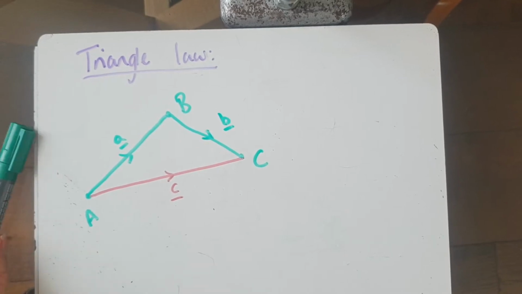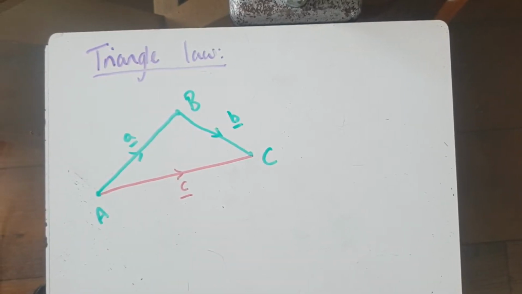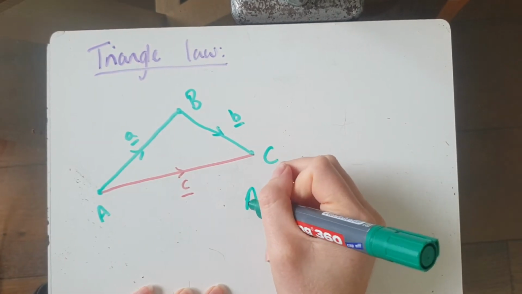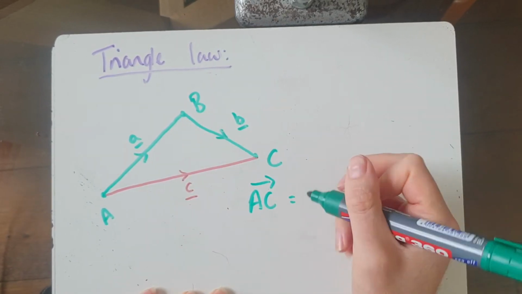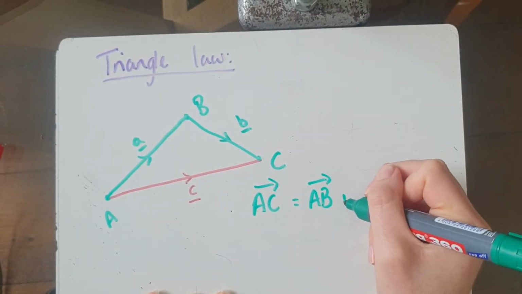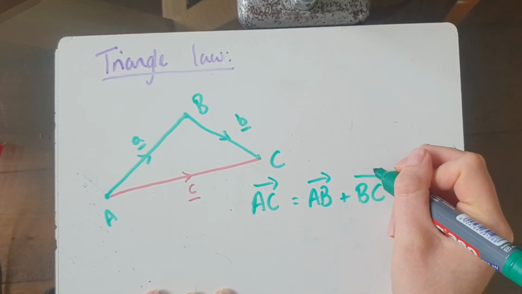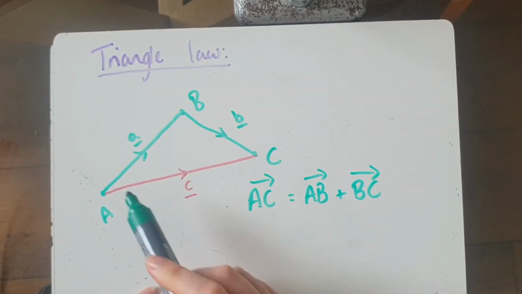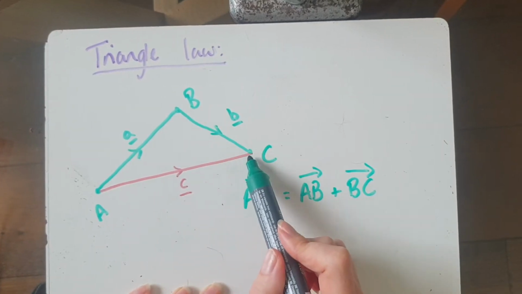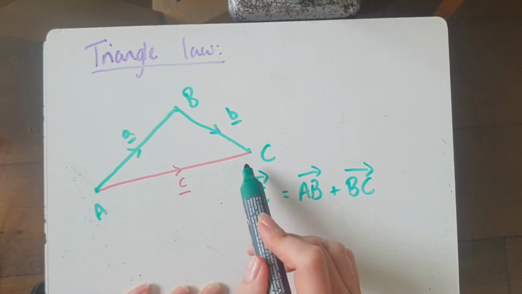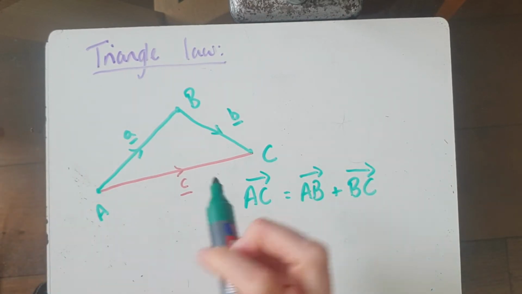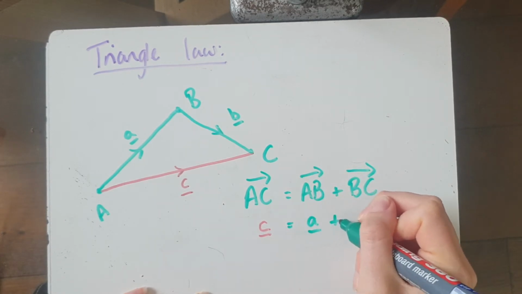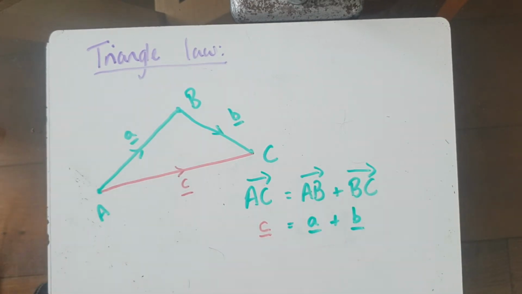When we map out vector routes, we think about how we can get from one point to another point. So if I wanted to get from A to C, I could go straight from A to C, or I could go from A to B, and then from B to C. Now, since A to B equals A, and B to C equals B, and A to C equals C, that means that C is equal to A plus B. And that is the triangle law in vector addition.